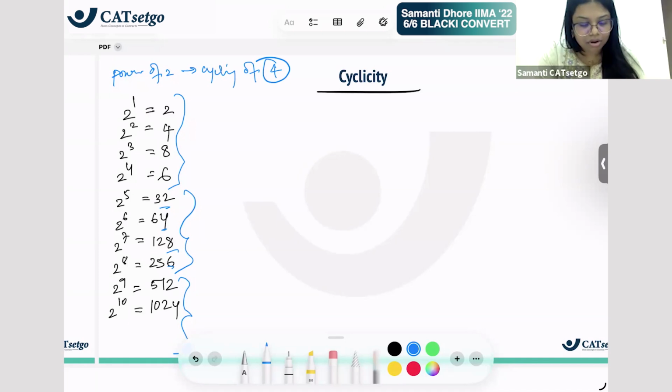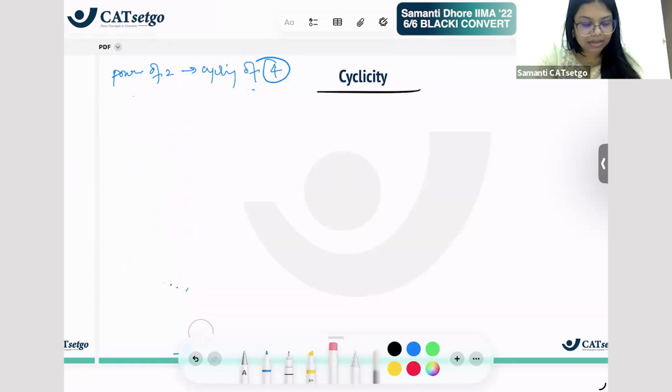So now if I'm asked to find what will be the unit digit when 2 is raised to 13, I can already tell that for 2 raised to 4, 2 raised to 8, 2 raised to 12, the unit place is going to be 6. Then for 2 raised to 13, it is going to be 2 again, because of cyclicity. Do you understand what is cyclicity? Yes. So parallelly, we'll have to understand the cyclicity of the other numbers.